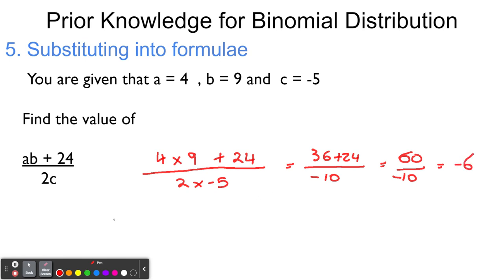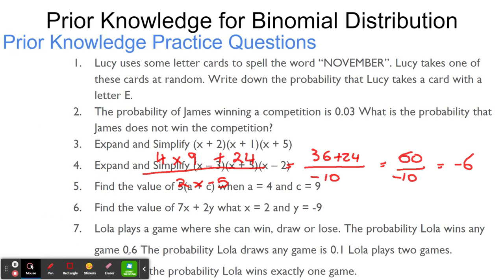And they're the 5 main things that we need to be successful at binomial distribution. So I just have some questions here. So if you have a go at these, and then in the next video, I will go through the answers.